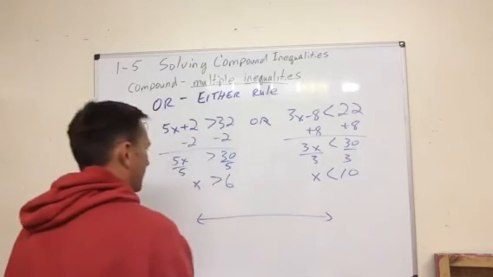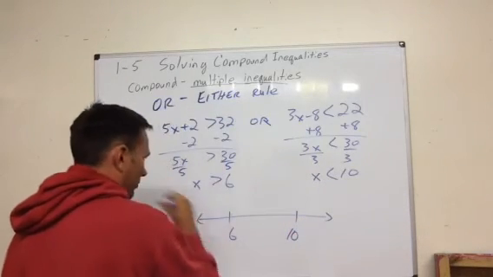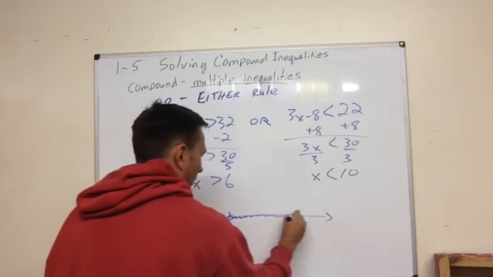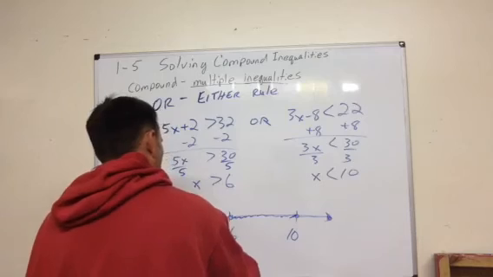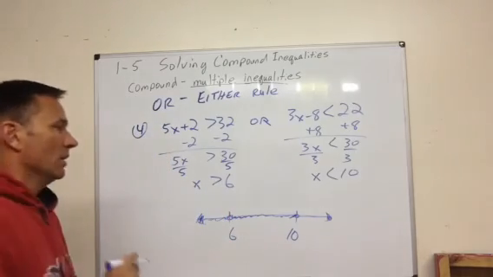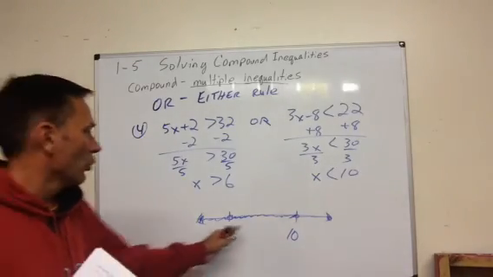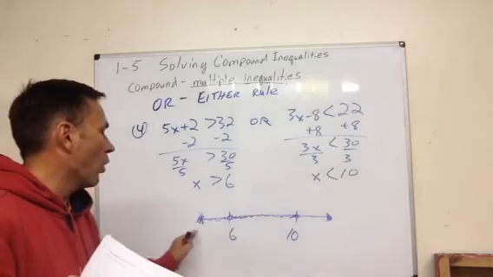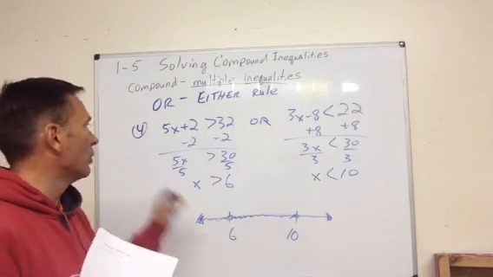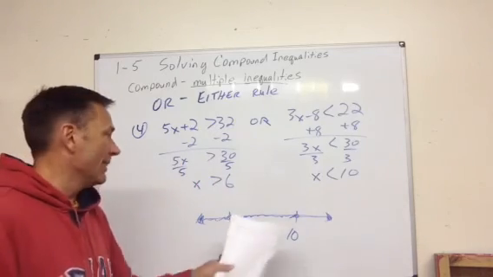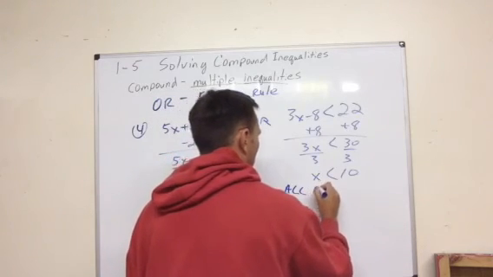So, when we graph this one, I see 6 is over here, and then we have a 10. So, x greater than 6 is going this way. x less than 10 is going this way. Now, this is one of those special cases. What happens with all of this? My whole graph is included. Every single number will be true in this example. When this happens, this is all real numbers for our solution.